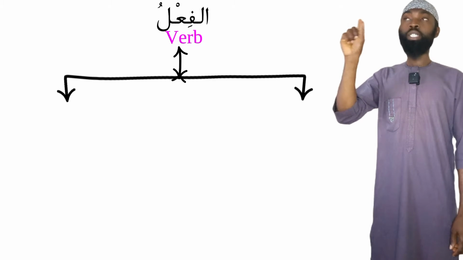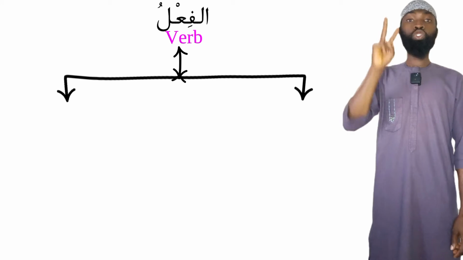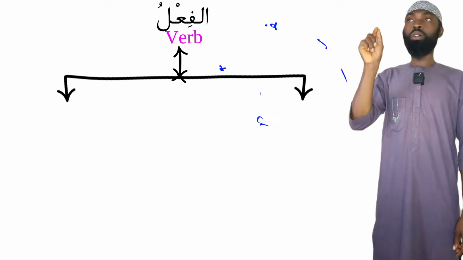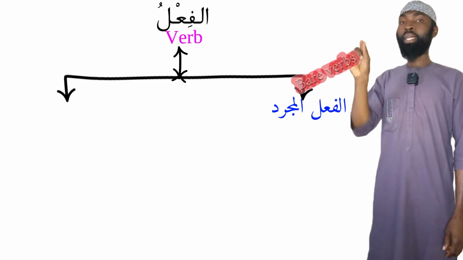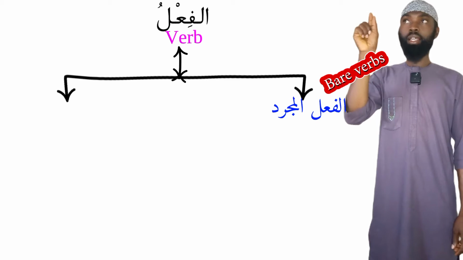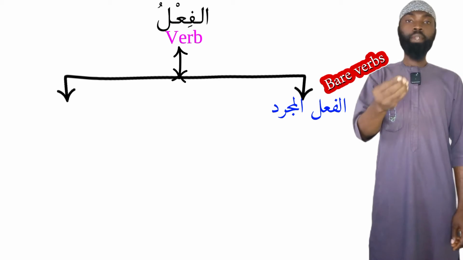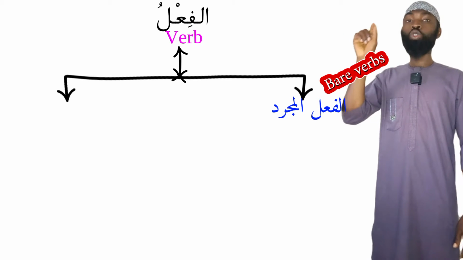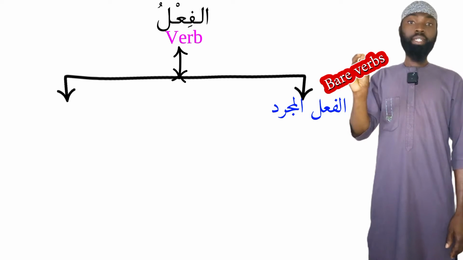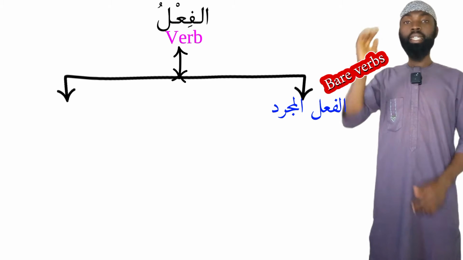So the al-fa'ilu, the verb in the Arabic language, could be categorized based on this into two. The first category is called al-mujarrad. Al-mujarrad simply means the bare verbs. Al-fa'ilu al-mujarrad, the bare verbs. What we mean by the bare verbs are those verbs which have all of their letters as the root letters, without any addition being made on the letters.